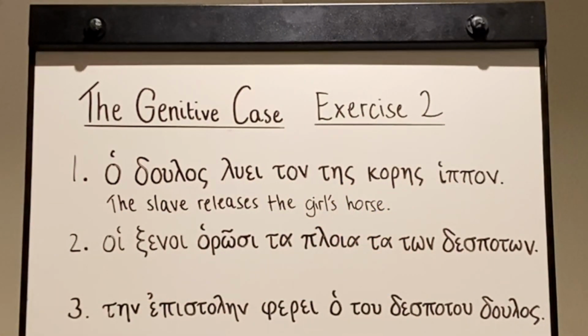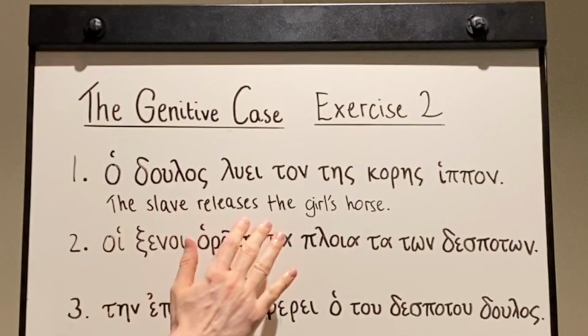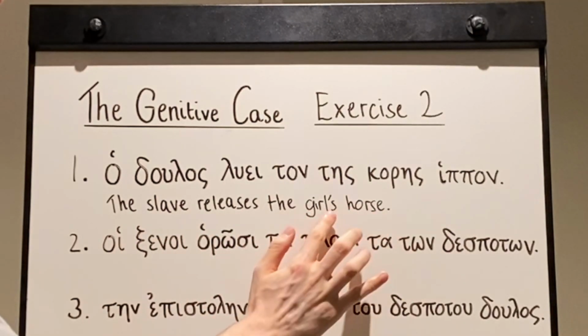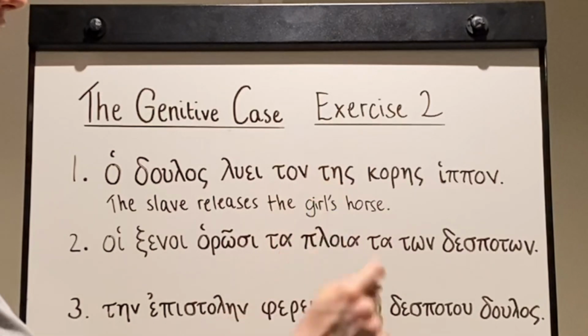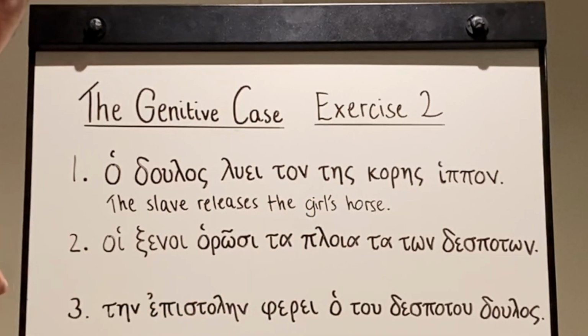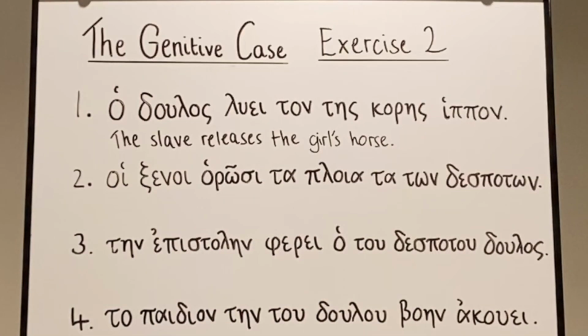Literally, we would say the horse of the girl, but then you hopefully made it sound more natural and said the slave releases the girl's horse, with apostrophe s. And we know that it's just one girl because the definite article is feminine genitive singular, not plural. Okay, number 2 was Hoi xenoi horosi ta ploia ta ton despoton.